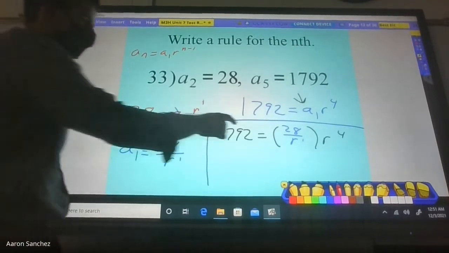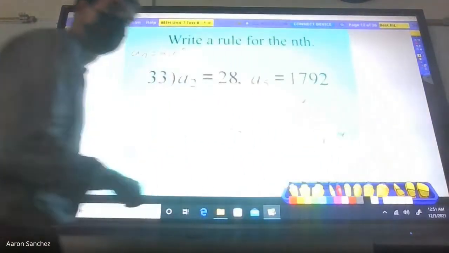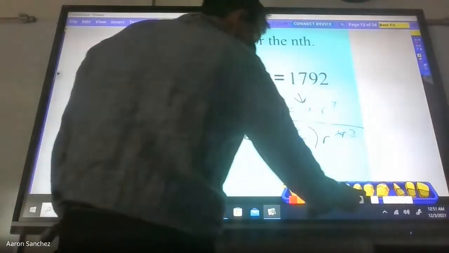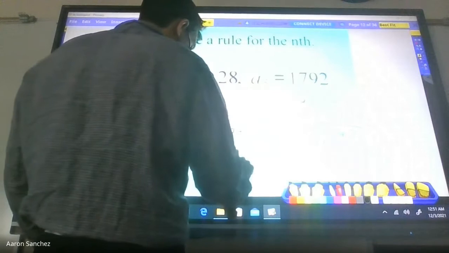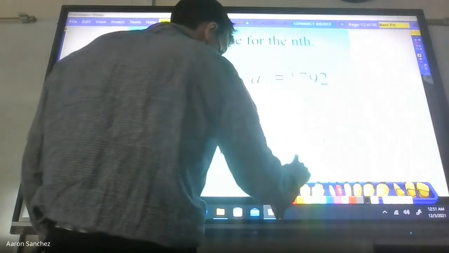And so this r to the 1 cancels out. This becomes r to the 3. Right? So it's 1792 equals 28 r to the 3rd.